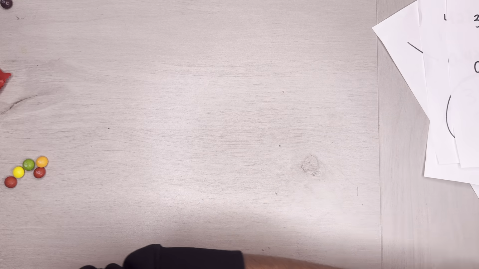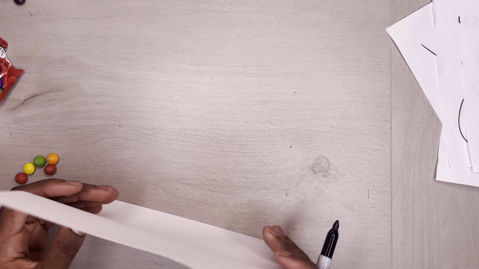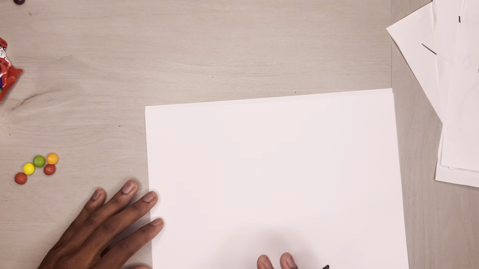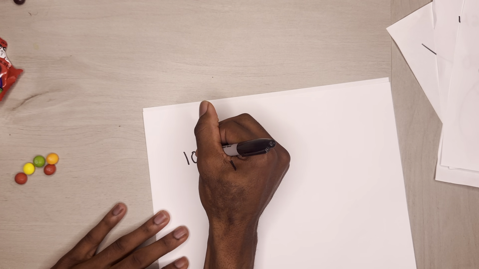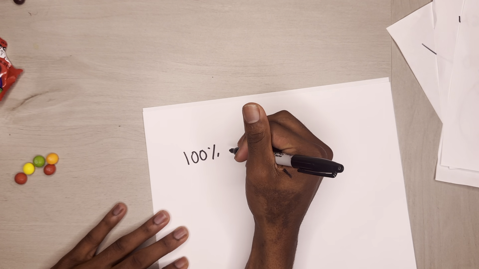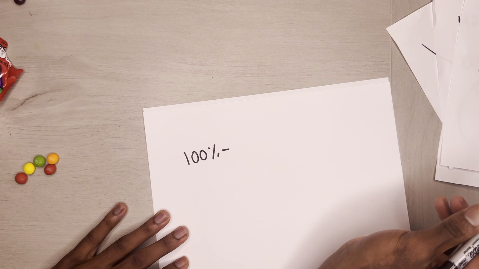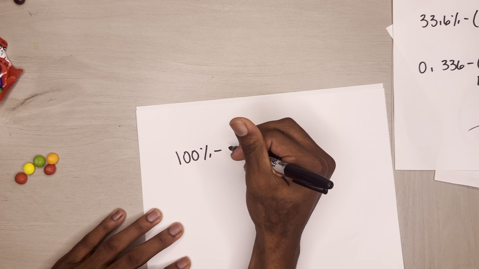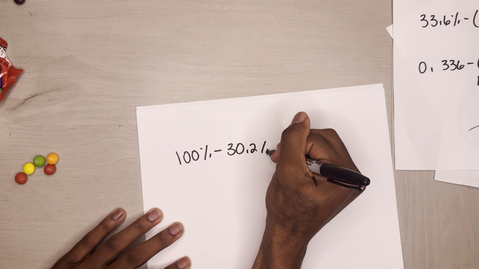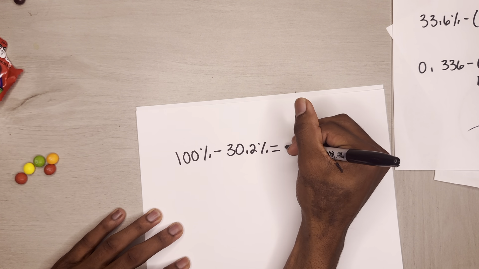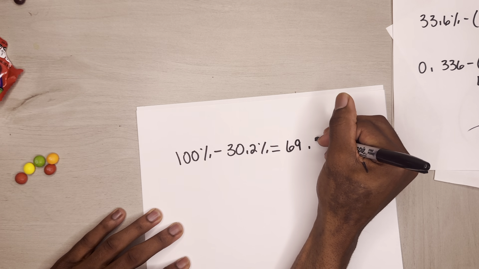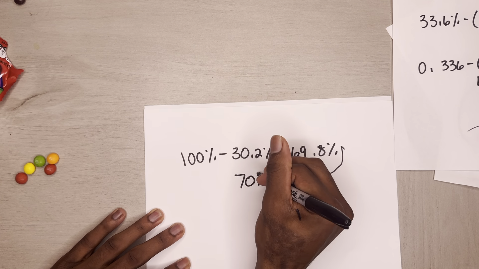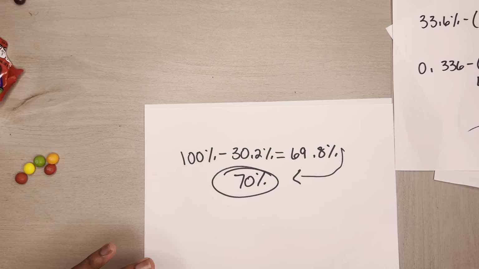Let's get a fresh piece of paper. What you're going to do is, you're going to start with your new base, right? Because your max total that you can get is 100%. So you're going to subtract that by the last base that you had, right? 30.2%, which is going to equal out to 69.8%. That is going to round up to 70%, because the VA rounds to the nearest tenth.